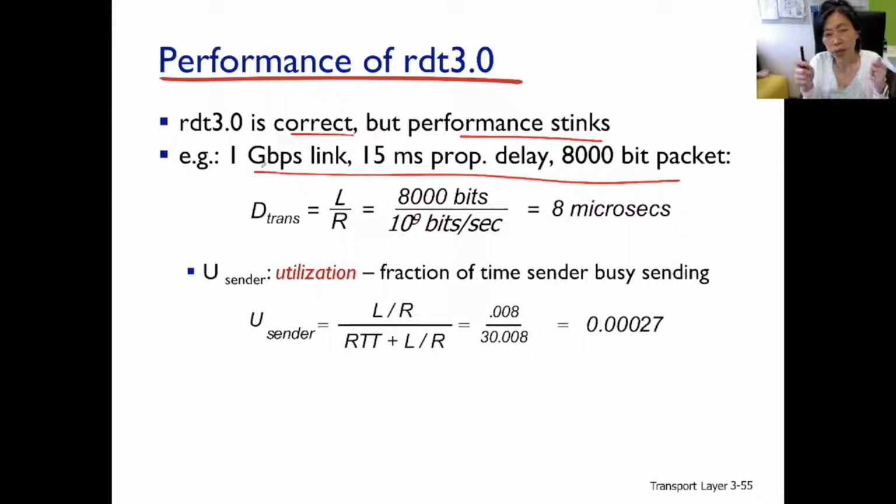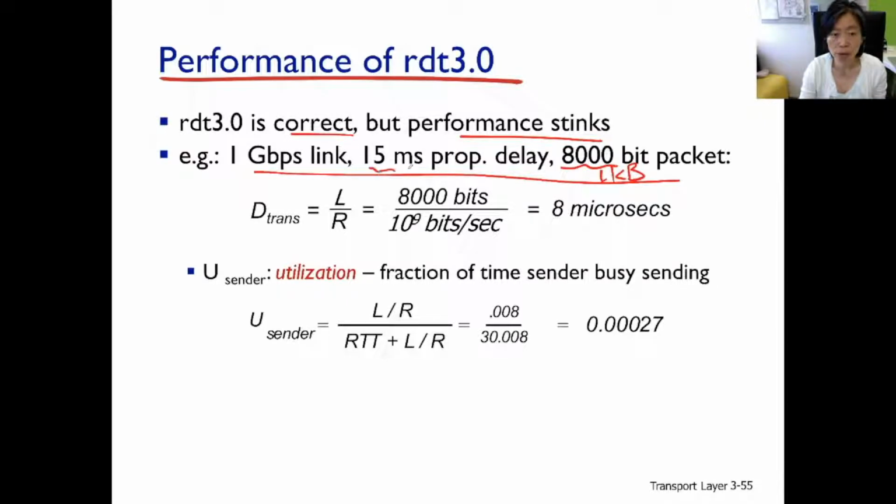Let's suppose we have a pair of sender and receiver. In between them, there is a link of 1 gigabit per second, and the propagation delay one way is 15 milliseconds. Between the sender and receiver, the packet size is 8,000 bits, which is the equivalent of 1 kilobyte. This is very typical of a TCP connection's packet size.